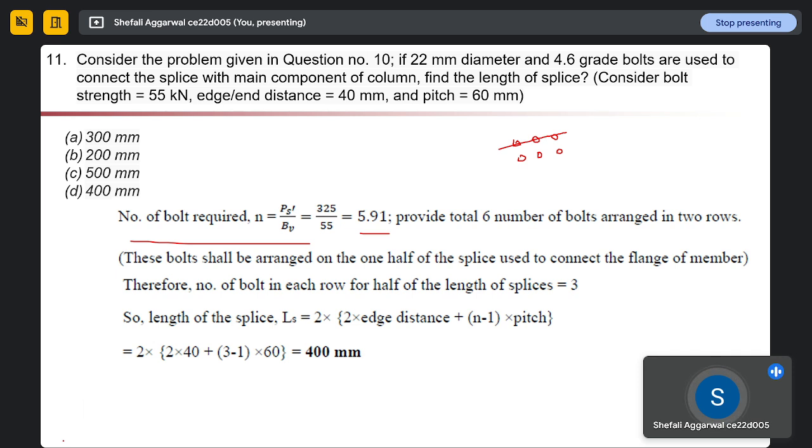Then we can calculate the length of splice. This is our length of splice. So we are calculating 2 into edge distance plus total number of bolts minus 1 into pitch distance, right? This plus this plus this plus this will give us the length of our splice. So 2 times edge distance plus 3 minus 1 into pitch, and we are multiplying it by 2. So that will give us the overall length of splice. So the overall length of splice is 400 mm.